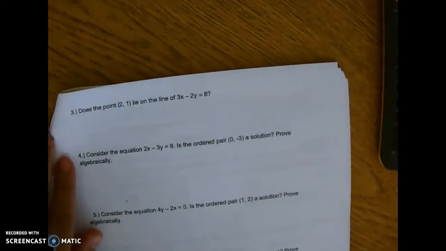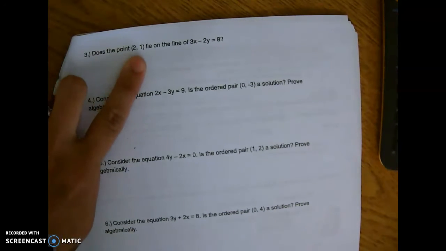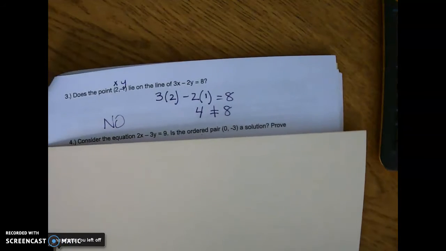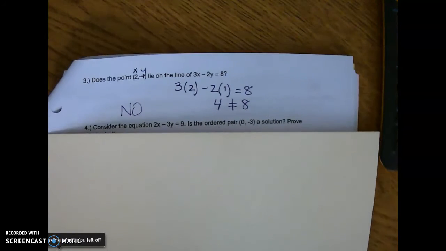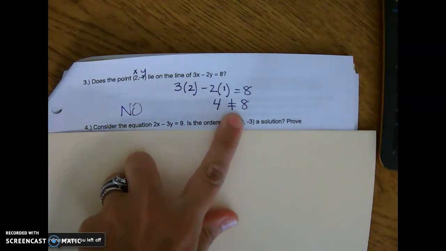Okay, let's turn the page. So I want you to try number 3. Does the point 2, 1 lie on the line of 3x minus 2y equals 8? Okay, and you should have written no. Here's your work. 3 times 2 minus 2 times 1 is 4, which is not equal to 8.